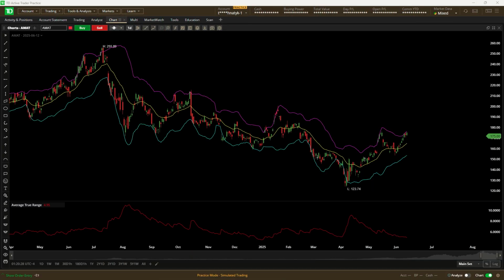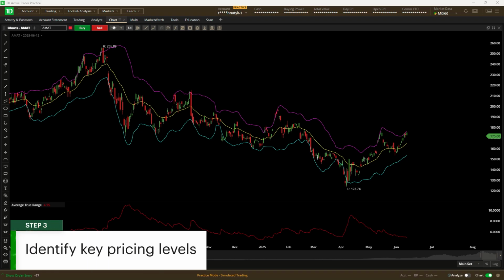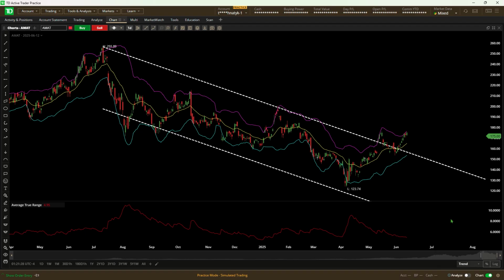Now that we've found the trend and understand the volatility environment, let's identify key pricing levels where the stock has found support from going below thanks to demand in the market and resisted going above due to supply. Are you expecting a short-term breakout that lasts days, or maybe a reversal of a 6-month-long trend?